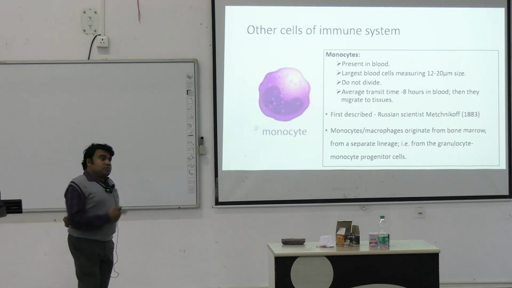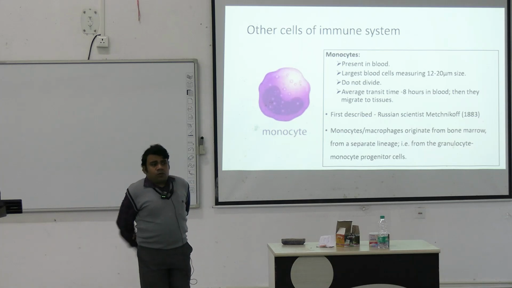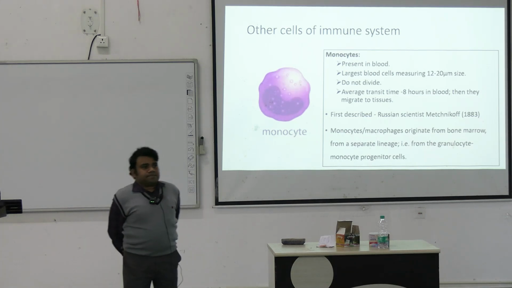Now let us come and look at the cells which are commonly found in the blood. First is monocyte. What is a monocyte?